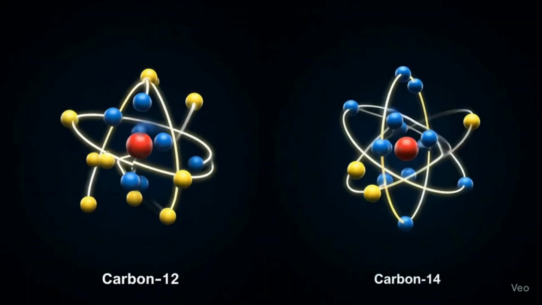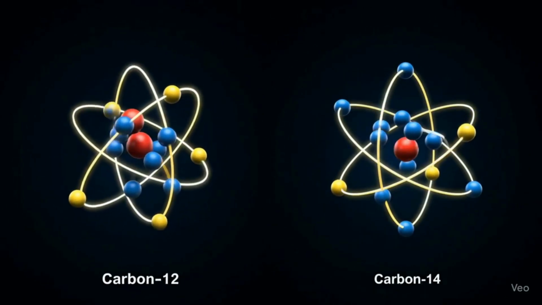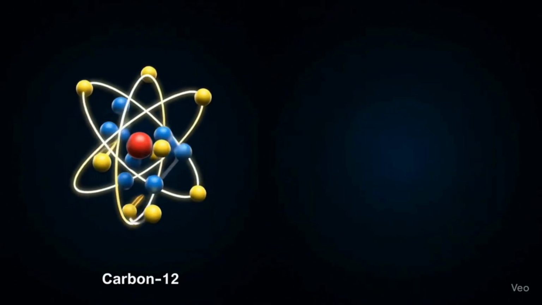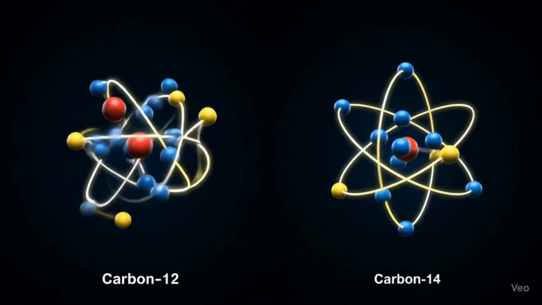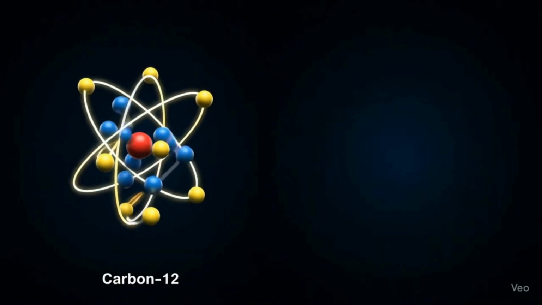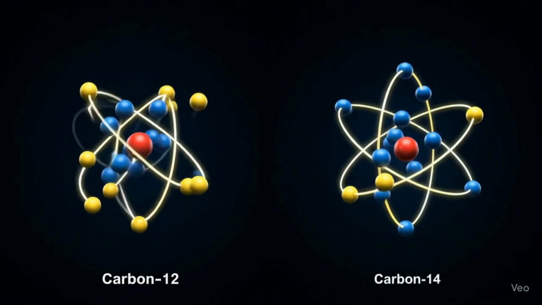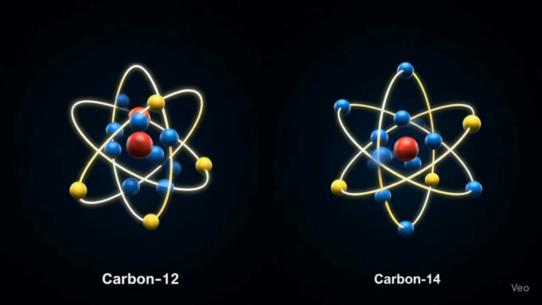Sometimes, atoms of the same element can have different numbers of neutrons. These variations are called isotopes. For example, carbon-12 has 6 neutrons, but carbon-14 has 8 neutrons. Both are still carbon because they both have 6 protons, but their mass numbers are different. Isotopes can have different physical properties, and some are radioactive.